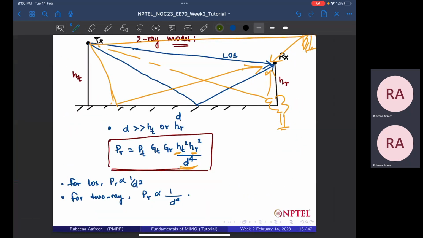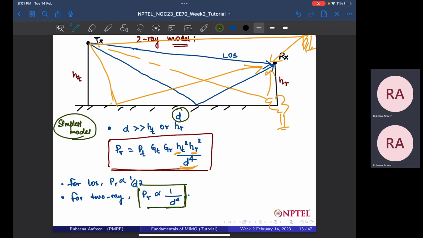And then we see that for the reflection, we have considered the simplest model, the 2-ray model. Here we have assumed that the separation between the transmitter and the receiver d should be very large compared to the antenna height, that is the transmitter antenna or receiver antenna. For this 2-ray model scenario, we have seen that the received power now varies as 1 upon d to the power 4.